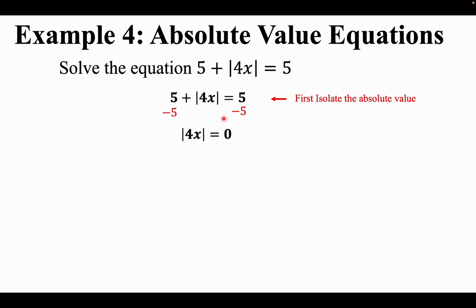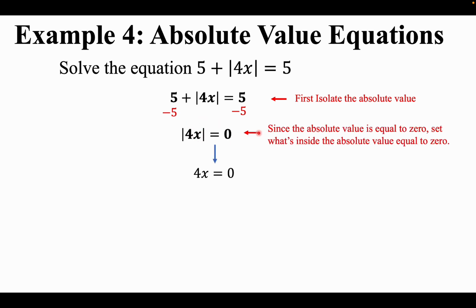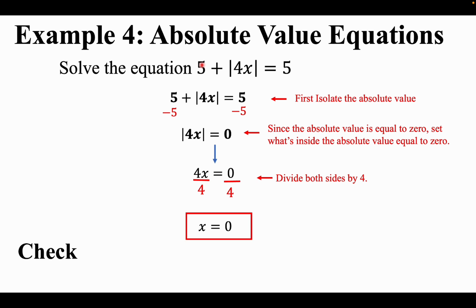Well, if it's equal to 0, there's going to be one answer. So take what's inside the absolute value and set it equal to 0. And solve for x. Divide by 4. Divide by 4. You get x equals 0. Let's check. If I plug in 0 here, 4 times 0 is 0. Absolute value of 0 is 0, and 0 plus 5 is 5, which works.